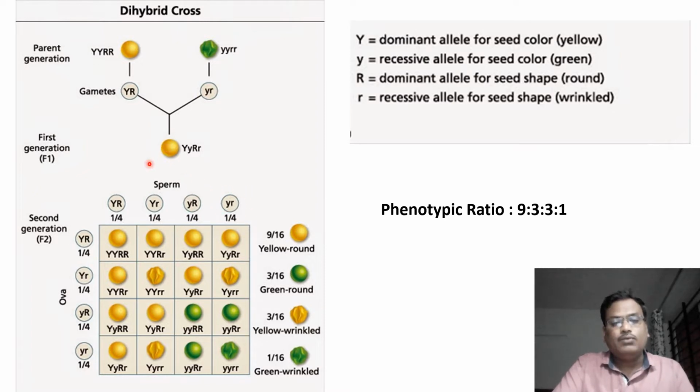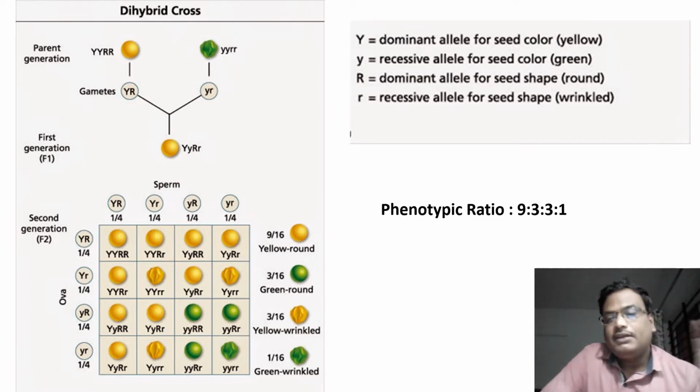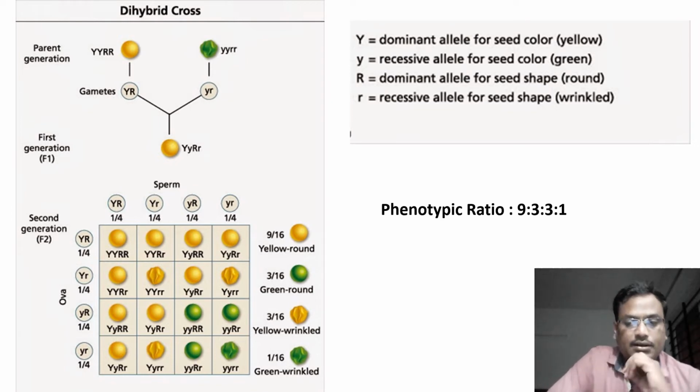So each plant will be producing 4 different types of gametes. So F1 into F1 means these 4 gametes into 4 gametes of the same type. Now each gamete is having equal chance of fertilizing the other gamete, so that we have to consider. And to obtain the F2 generation, we have to use the Punnett square, right?